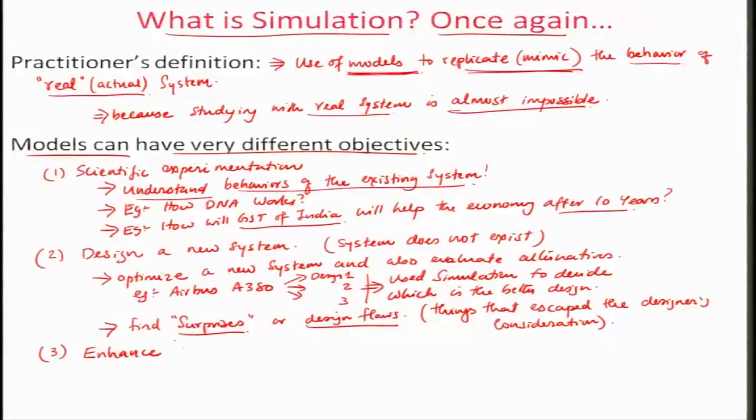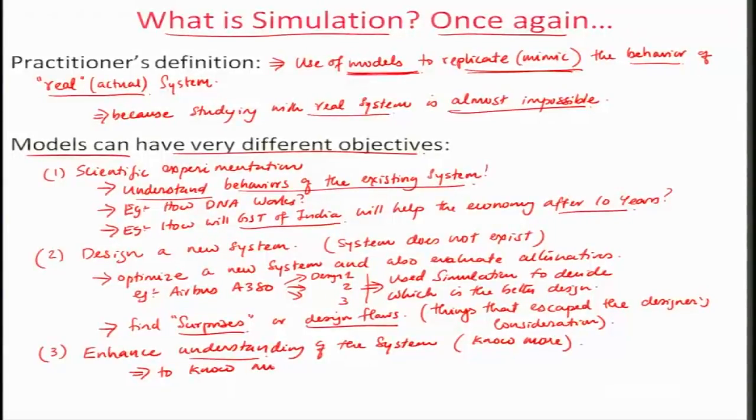Then the third one is to enhance understanding of the system. Okay. So, here it is called know more. You want to know more about the system, you want to understand much more about what the system is. So, here the system exists, but you want to know more details of the system. Okay. For something, you might be interested in improving the system, mostly for improving the system. That is the major consideration here.